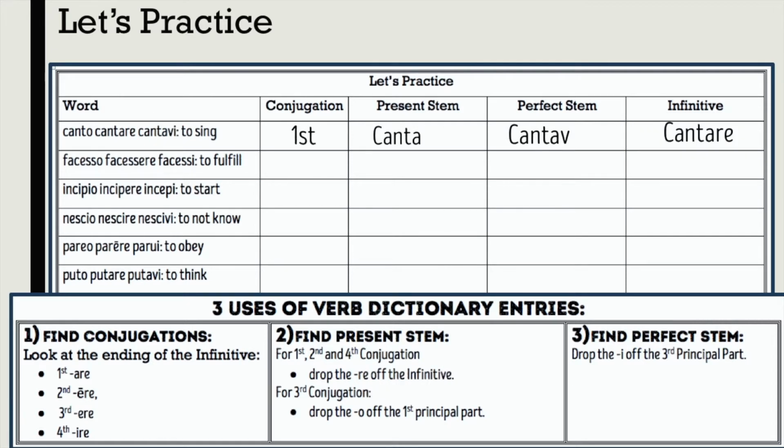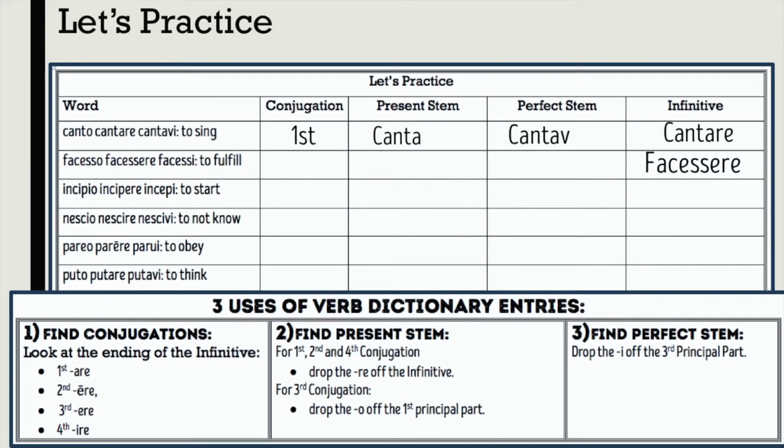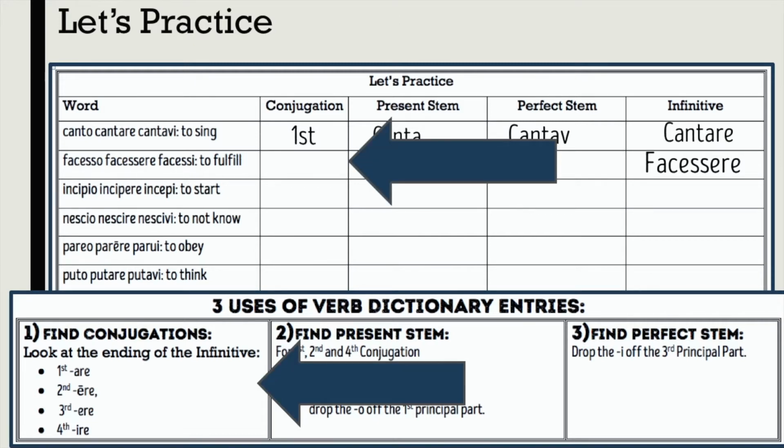All right, let's go down to our next. Again, we're going to start with the infinitive, and we're just going to copy down the second principal part into the infinitive box, and we're going to get facere exactly letter by letter, because we need to know that that second principal part is the infinitive. And then the next thing we're going to do is try to find the conjugation. Again, to find conjugations, we look at the ending of that infinitive, and we see that it is an ERE, which makes it third.